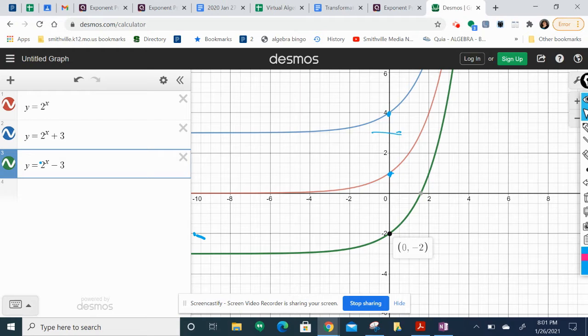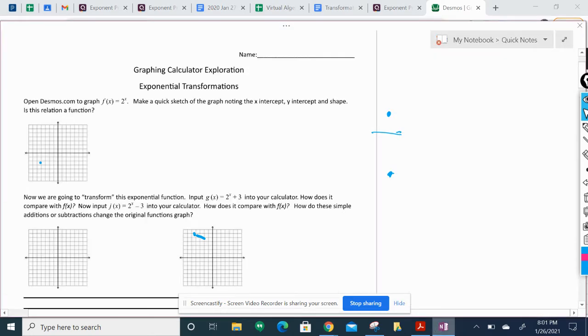So when we come back to our worksheet, you can do a quick sketch of those. Remember, it's now crossing up here at the 4. So it's not crossing at the 3, it's crossing at the 4 because I've shifted up 3. And remember, it was crossing at 1. So up 3 means I'm at 4. And this one has shifted down 3. So it's going to cross down here at negative 2 and look something like this.